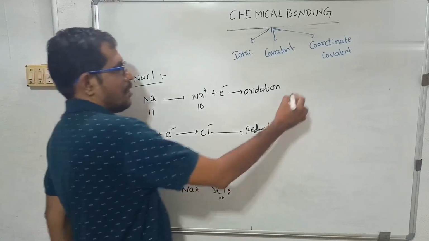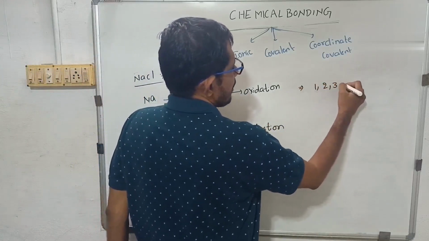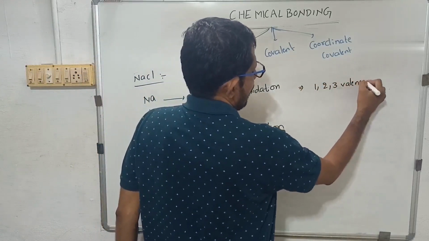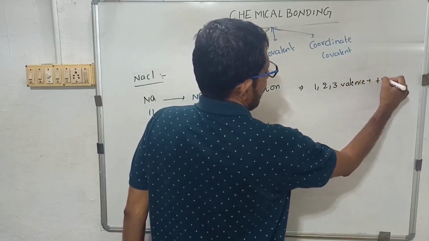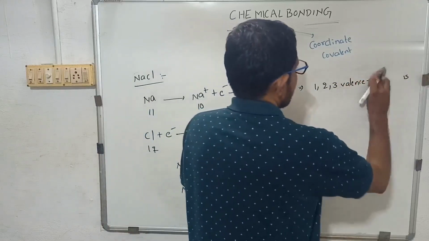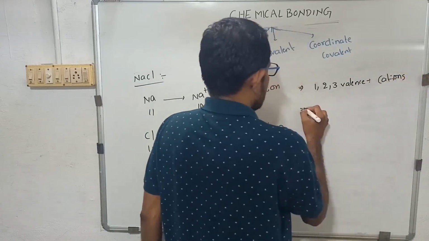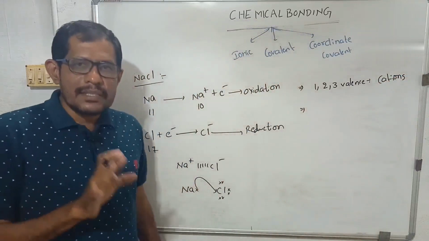And we can give one statement also here. Elements with 1, 2, 3 valence electrons give positive ions. So I will write positive over here. Give cations. I will simply write cation means positive ions.